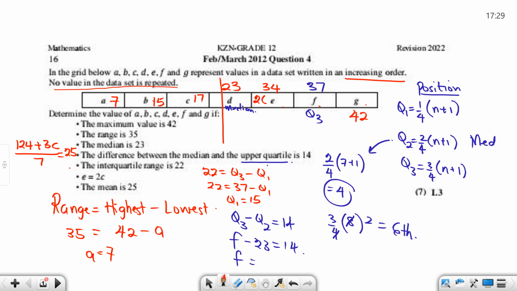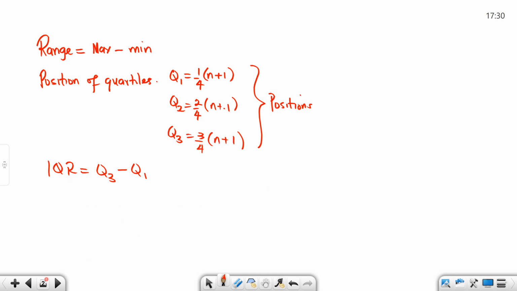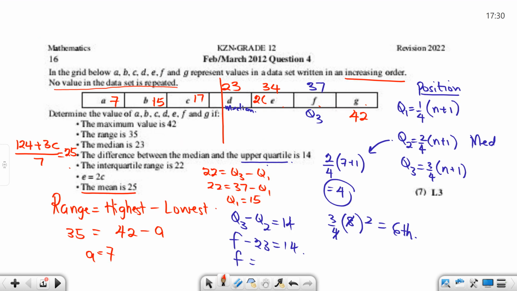That's all. Okay. In calculating C, they told us E is 2C, and they gave us the mean. Let's understand what mean is again. Mean is the sum of everything over what? N. Remember summation, sigma notation, right? We add everything together: 7 plus 15 plus C plus D plus 2C plus 37 plus 42, divided by 7 would give us 25. The mean is 25. And that's how we got our C.